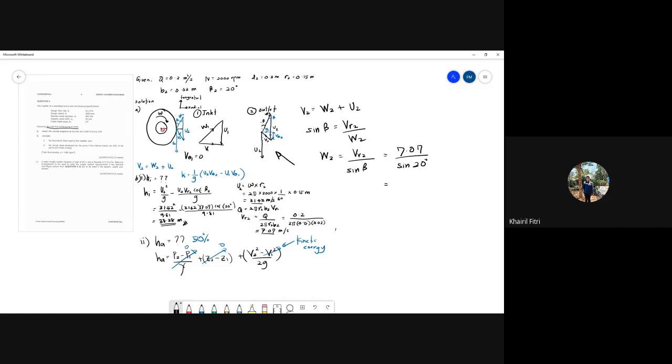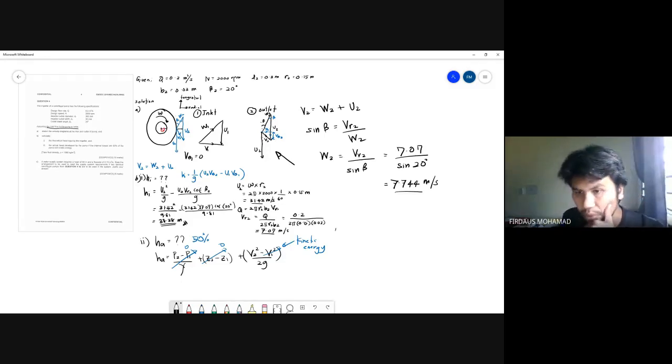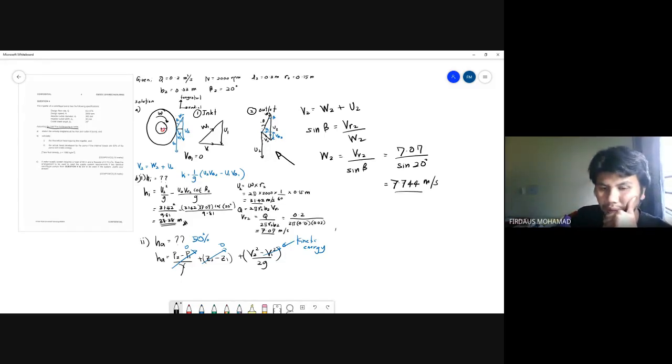7.744. 7.744. Yang lain dapat sama? Okay, so since W2 is 7.744, so we can find V, which is W2 7.744 plus U2, which is 3142 meter per second. So sini dapat apa?